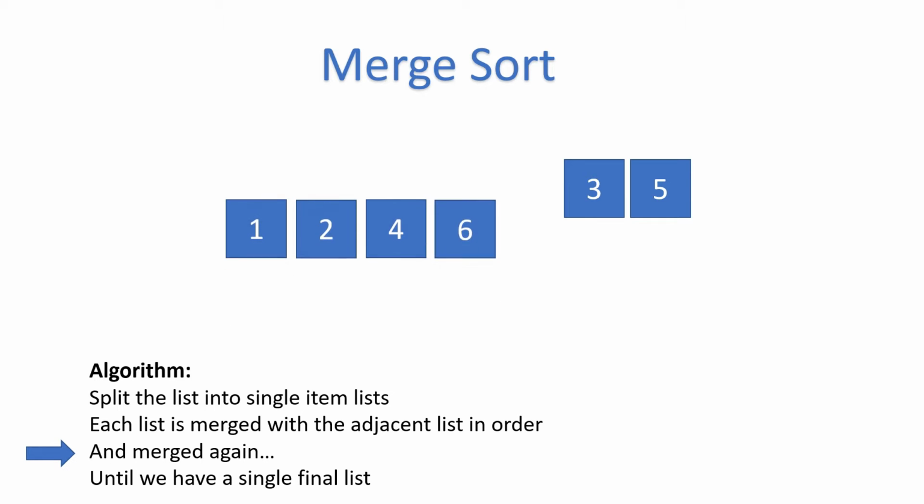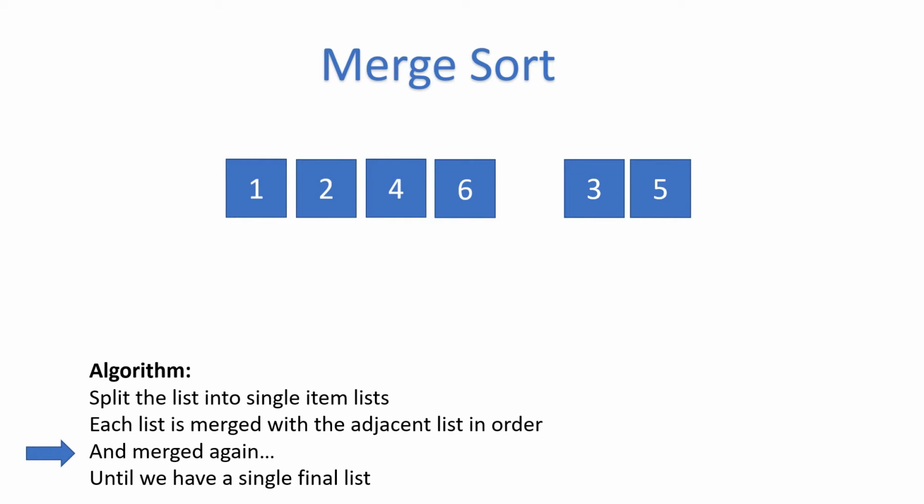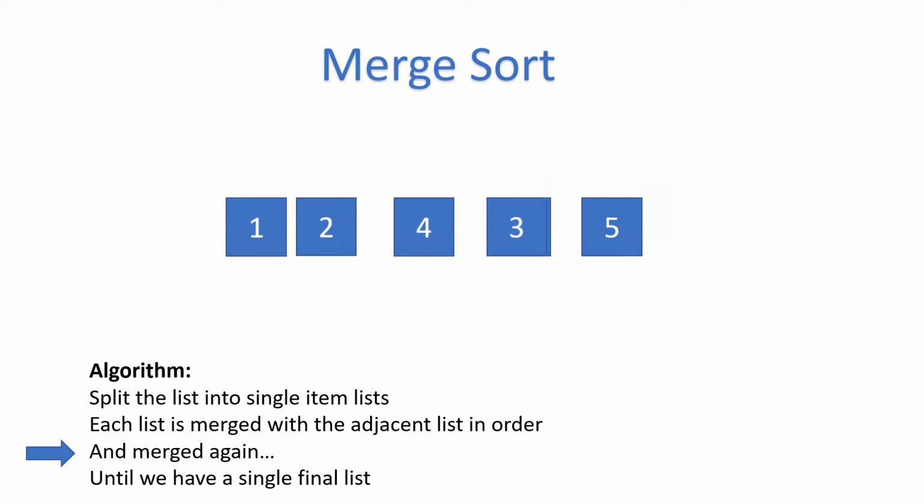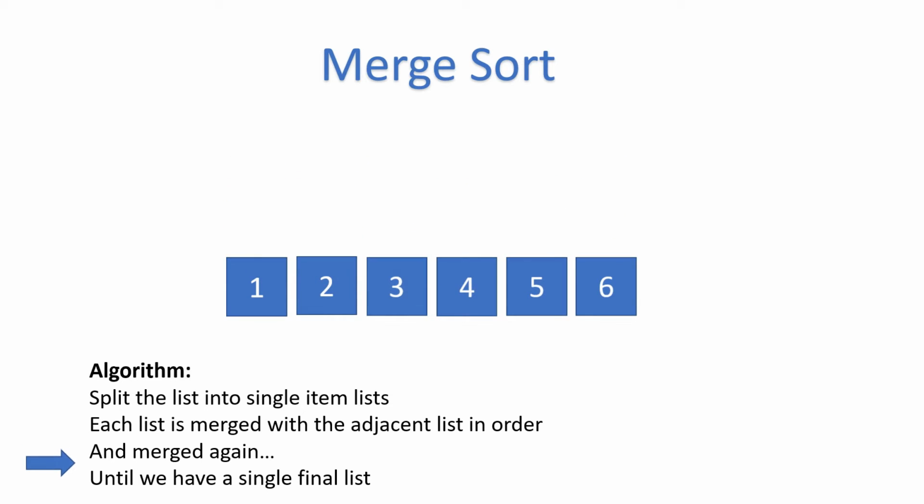We then repeat that again by merging those 2 lists, the list of 4 items and the list of 2 items, and we end up with a single list of 6 items. Now we have a single list. Our sort is complete. Let's see this in action with a graphical representation.